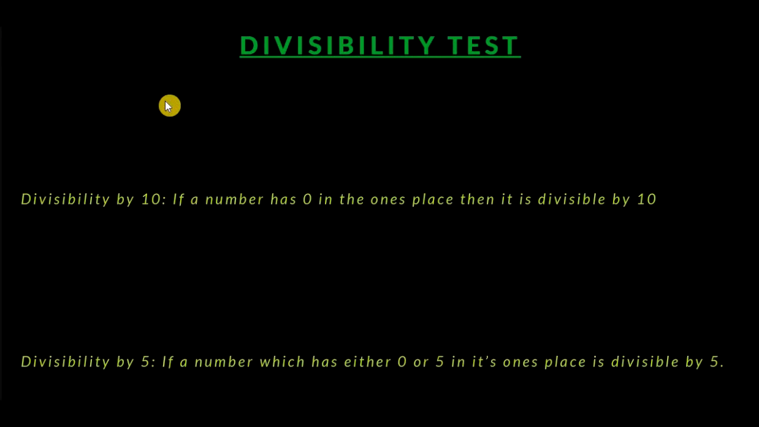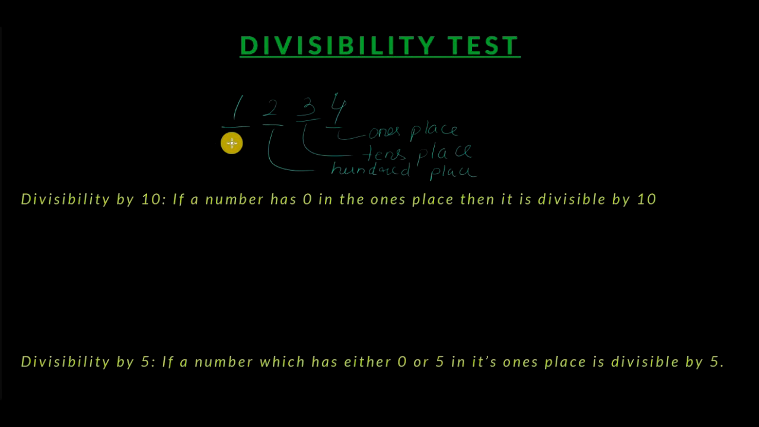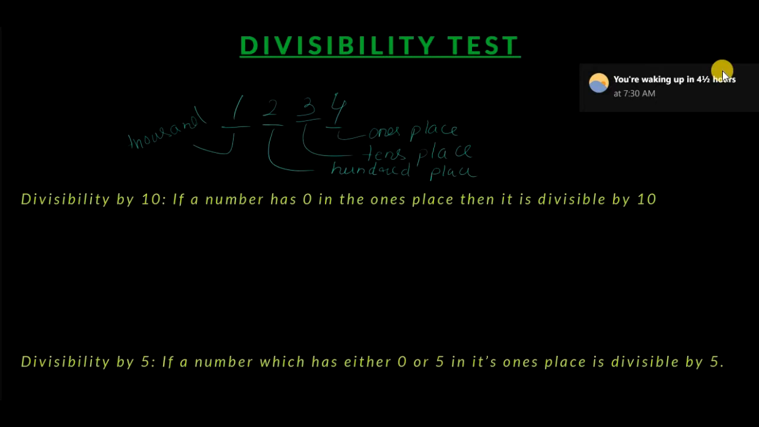We have to know the place value. If there is a number, say 1 2 3 4, the last digit we call the ones place, and this one the tens place, and this one the hundred place, and this one the thousand place.